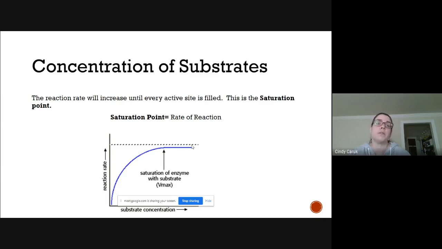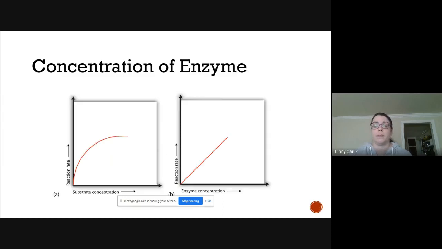And that's because you're waiting for that active site to be open again in order to turn the reactants into the products, right? So you have to wait for one whole reaction to occur. So here we see the substrate again, but in enzyme concentration, we're going to have this exponential kind of growth here, as long as there's substrates available.